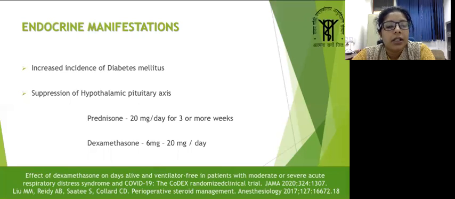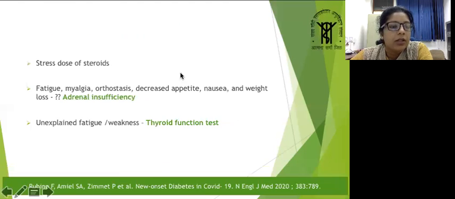Endocrine manifestations. The worsening of insulin resistance in these patients leads to increased incidence of newly insulin dependent patients, increased insulin requirement in these patients, and there are few newly diagnosed with diabetes. The steroids given during the illness may cause suppression of the hypothalamic pituitary axis in these patients. So, stress dose of steroids may be required in these patients. We can also suspect adrenal insufficiency if the patient presents with fatigue, myalgia, orthostasis, decreased appetite, nausea, and weight loss. If the patient has unexplained fatigue or weakness, thyroid function test should also be done.